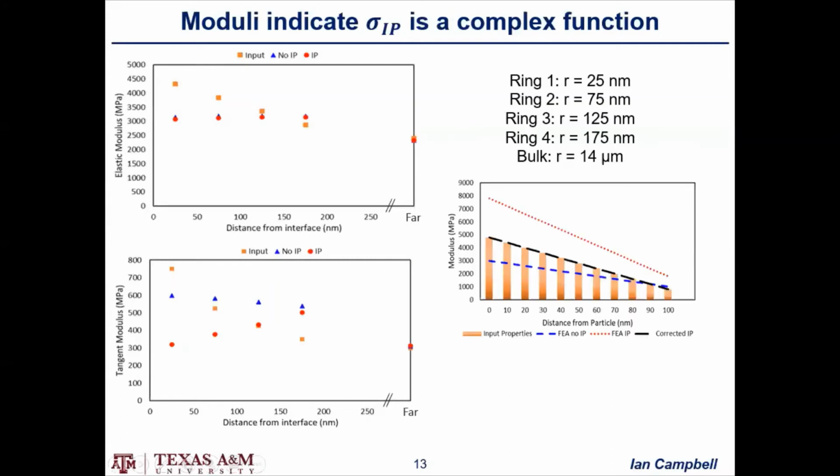Unlike the artificial example, a relationship between the IP and no-IP models that returns the input properties is not easily discernible from these plots. One possible explanation for this complexity is the mechanical stress concentrations caused by each interphase ring, which are unaccounted for in the current models. Determining the deconvoluting relationship will be challenging and will likely require the development of further models.